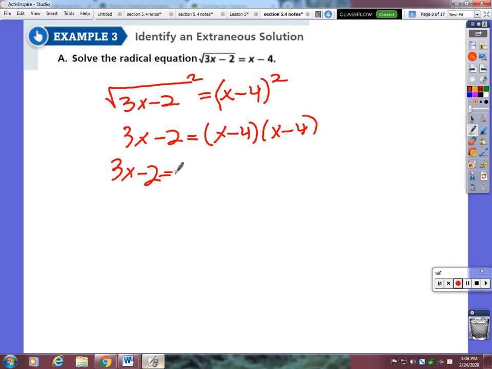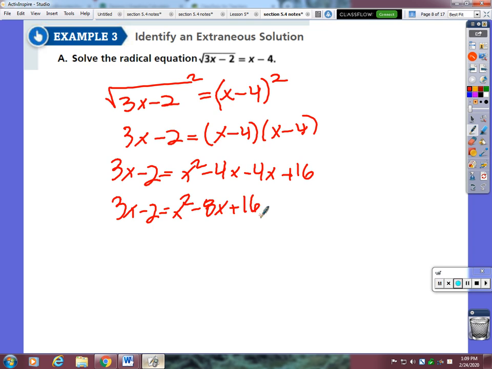So first times first is x squared. Outside multiplied together is negative 4x. Inside is another negative 4x. And then last times last is positive 16. Good. So if I combine my like terms, then on the right-hand side, I end up with x squared minus 8x plus 16, which Taylor was able to do right off the bat without writing all this out.